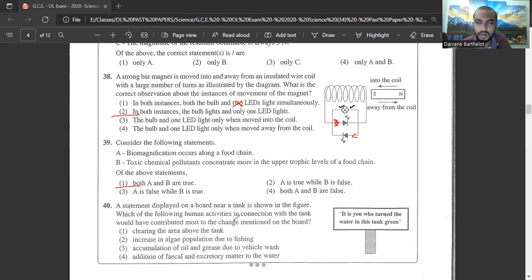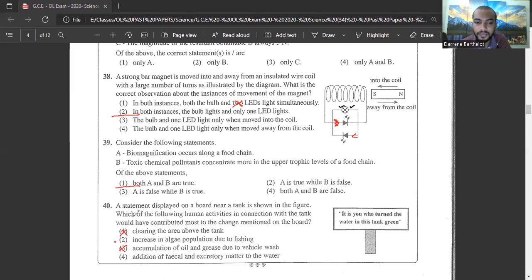When fishing occurs, even though the algae population is increased, we are not the ones responsible for that. Why? Because algae grow when there are more nitrate and phosphate ions in the tank. Okay, so let's keep that part. So the first one is wrong. Let's keep the second one. Third one, accumulation of oil and grease due to vehicle wash. Due to accumulation of oil and grease, the water will not turn green. So that's also wrong. It will be somewhat black and the oil will be floating on the water. So it's wrong. Fourth one, addition of fecal and excretory material to the water.